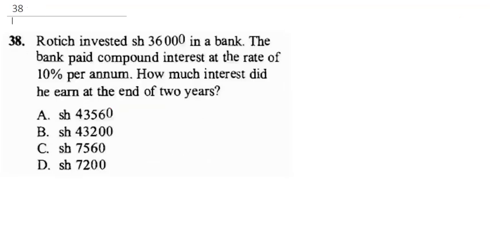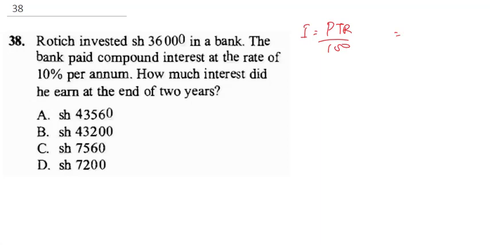So the next question says, Vertices invested 36,000 in a bank. The bank paid compound interest at a rate of 10% per annum. How much interest did it earn at the end of 2 years? Now, all you need to do to solve this question, this is a compound interest. Now, you know that interest is PTR over 100. First, that's the simple interest. But now we are going to compound it.